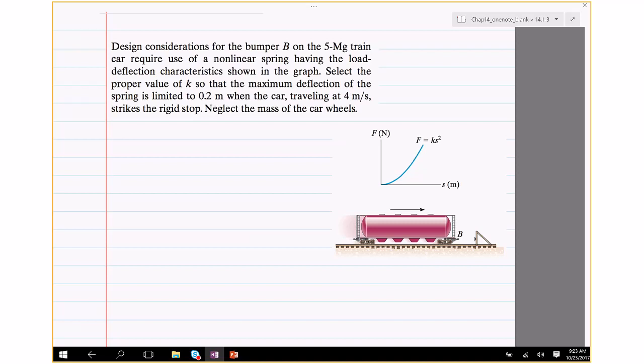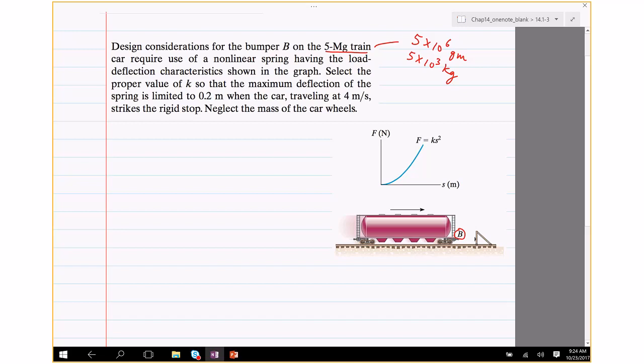So design considerations for the bumper B on the 5 mg train. When it says 5 mg, I think it's mega gram or something like that, which is 5 times 10 raised to 3 kilogram. Requires the use of a non-linear spring having a deflection characteristics shown in the figure.